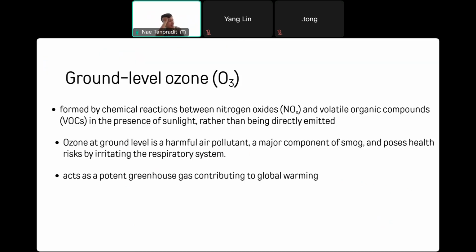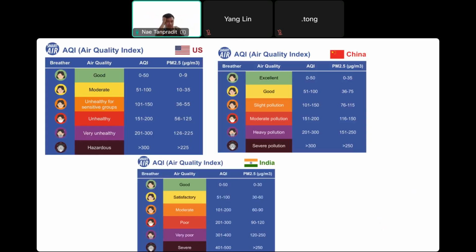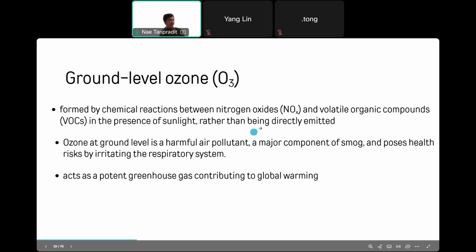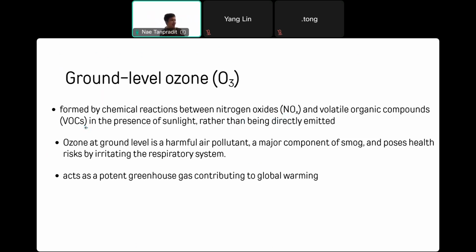For the ground level ozone, we mentioned the ozone in the first hour, but we did ozone at the stratospheric level. In the much higher atmosphere it is good for us because it protects us from the UVC, right? But the ground level, or tropospheric, ozone is formed by the chemical reaction between the NOx, the nitric oxide, and the VOC, volatile organic compounds, in the presence of sunlight, and then it causes the ozone.